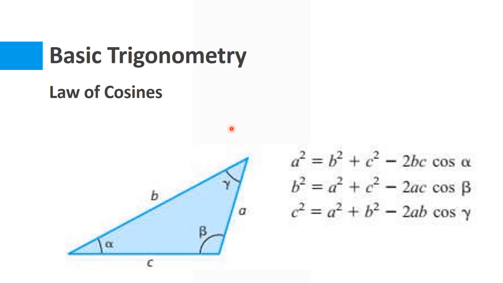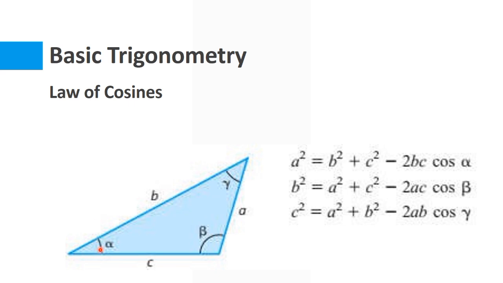Now, other than the law of sines, we have the law of cosines as well, which states that if we take the square of this side, it is equal to the sum of the squares of these two sides, b squared plus c squared, minus 2bc, two times this side and this side, times the cosine of alpha.